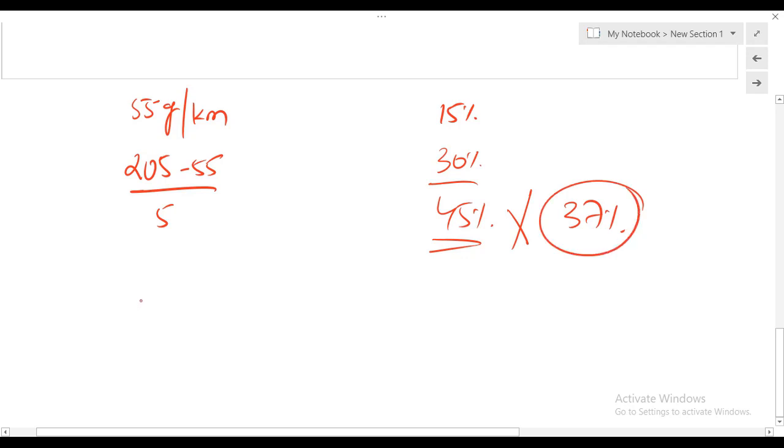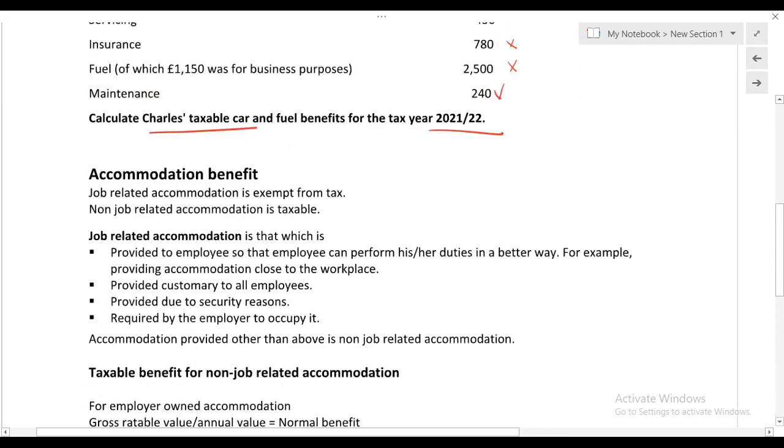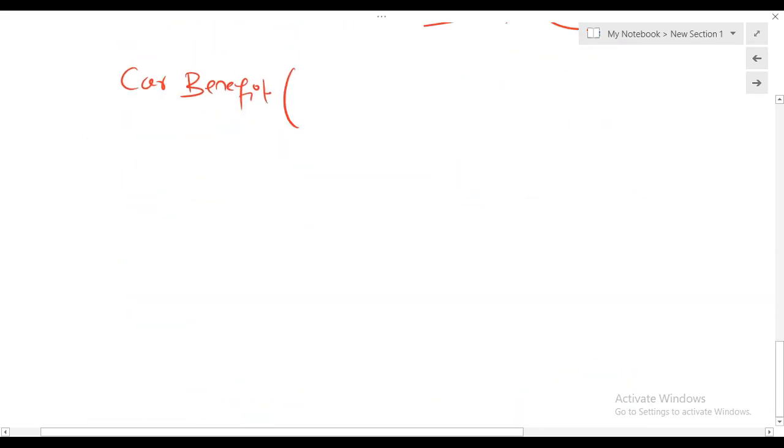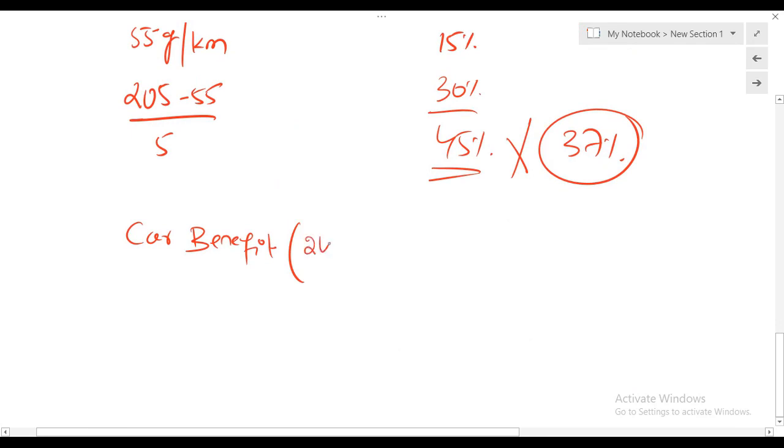Okay, let's calculate the car benefit. List price into 37%. List price of the car is 24,000 into 37%, and just 9 months. So 24,000 into 37%, 9 upon 12, it is 6,660.